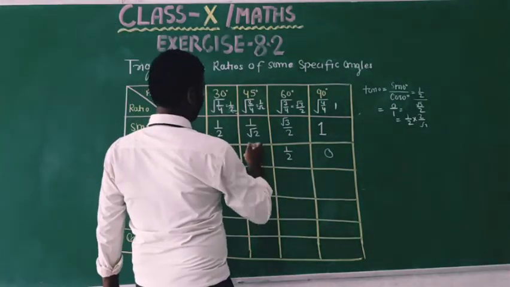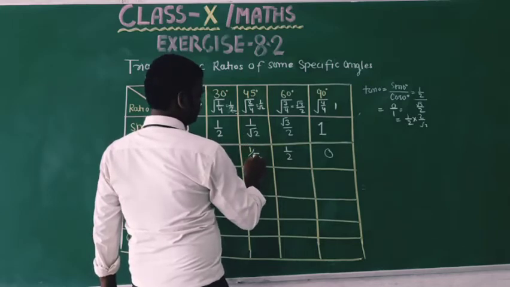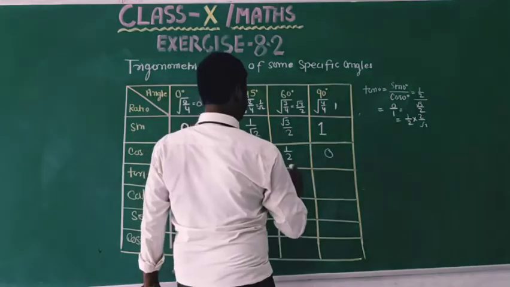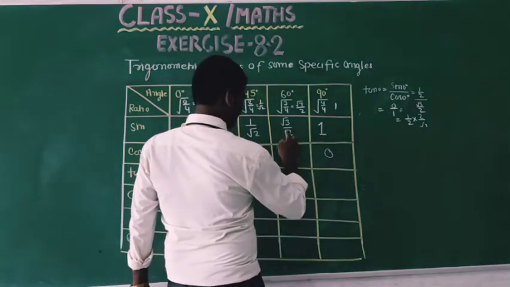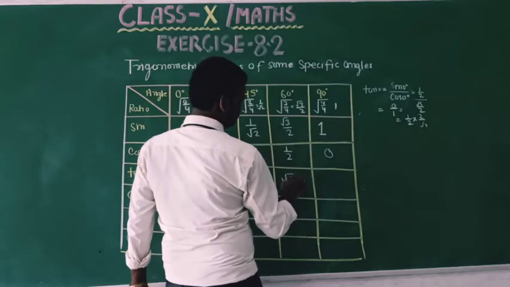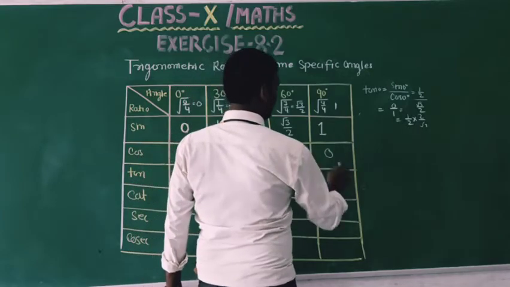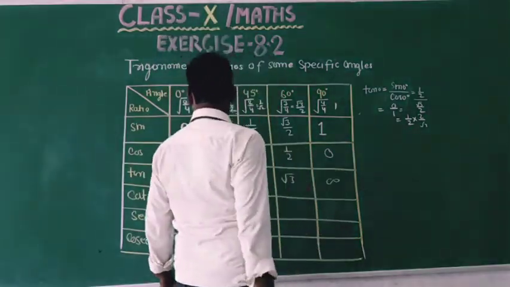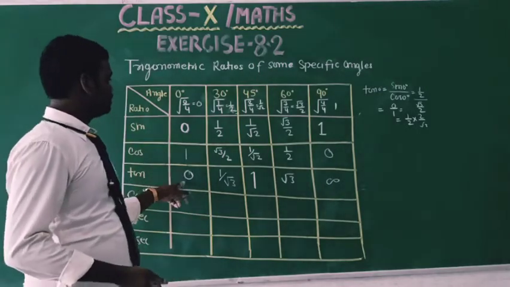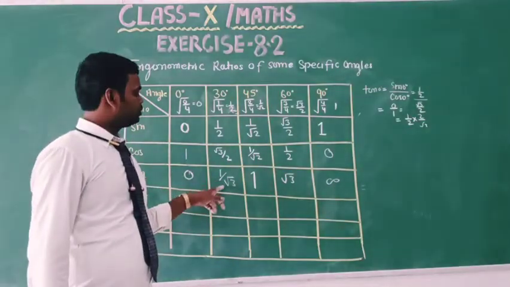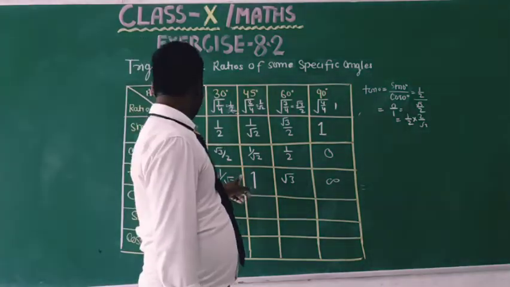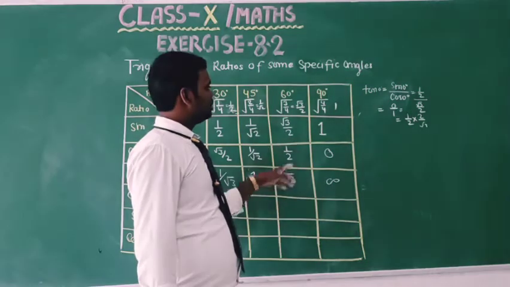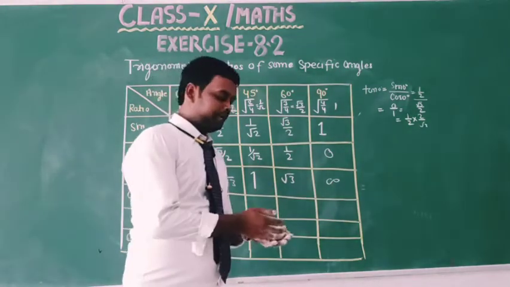And similarly for tan 45, it is 1 upon root 2 divided by 1 upon square root 2. This is 1. For tan 90, any number divided by 0 is infinite. So the value of tan 0 degree is 0, tan 30 degree is 1 upon root 3, tan 45 degree is 1, tan 60 degree is root 3, and tan 90 is infinite.